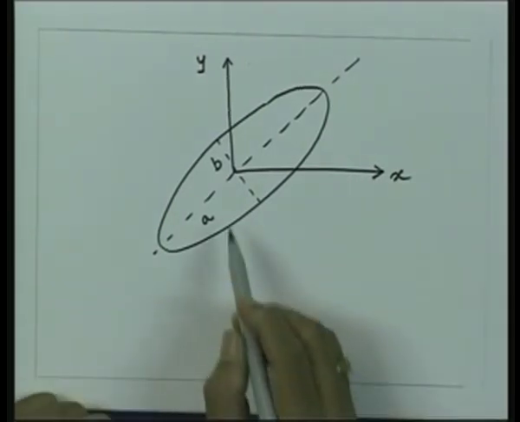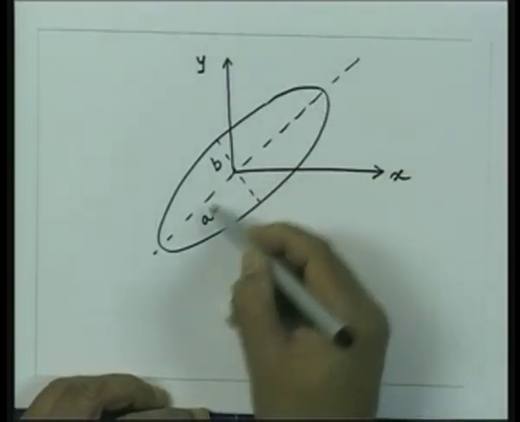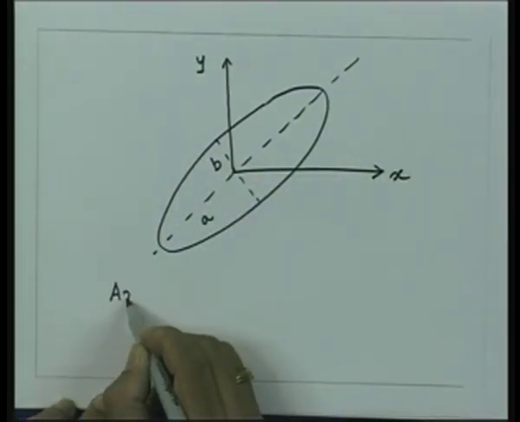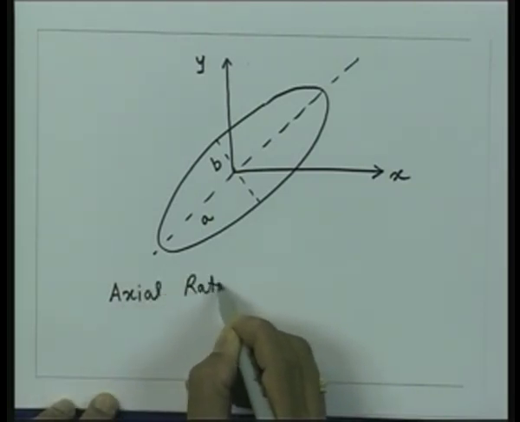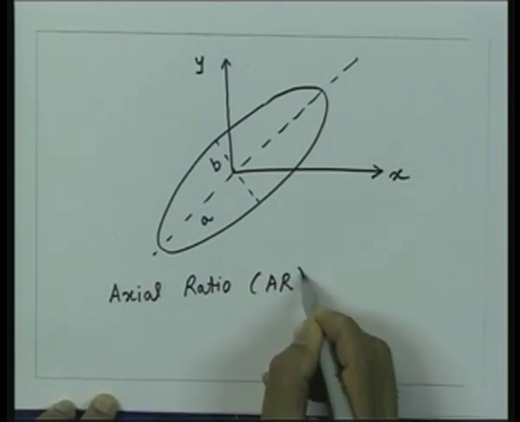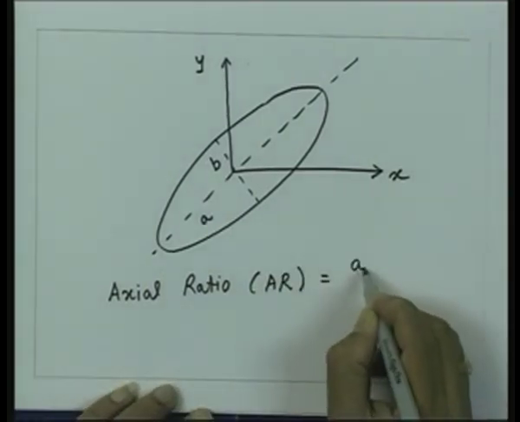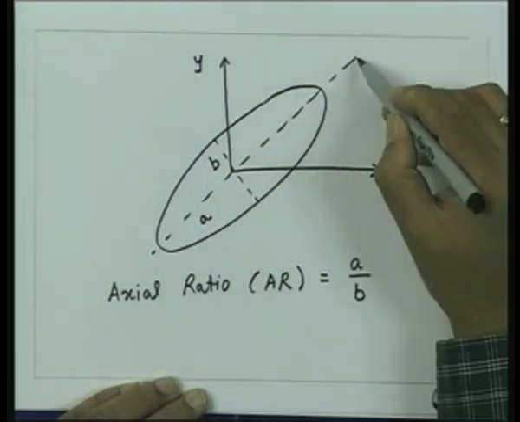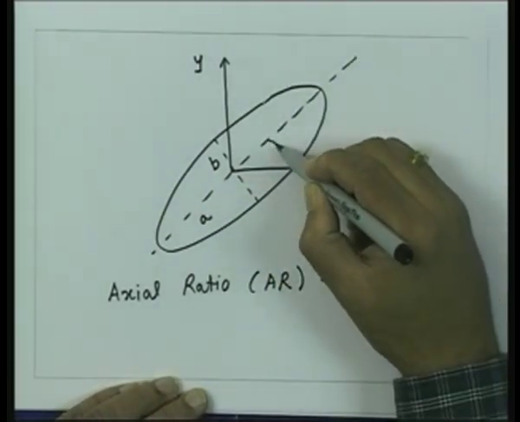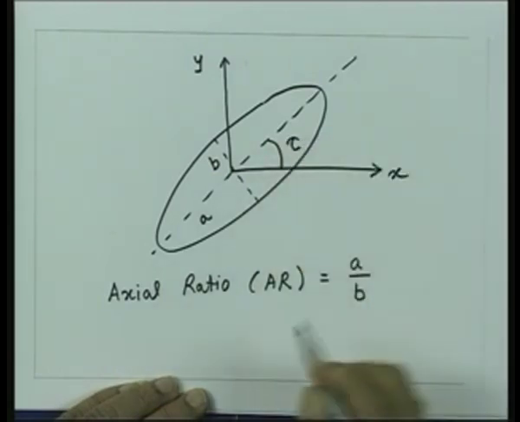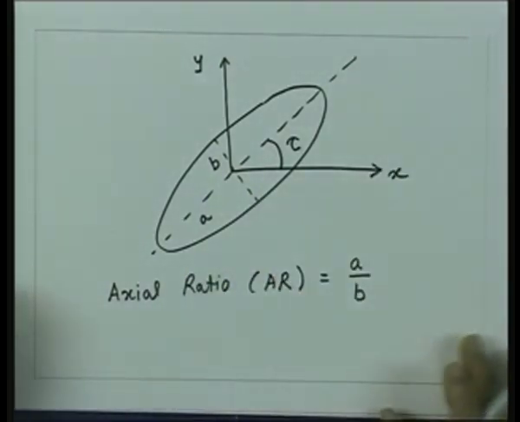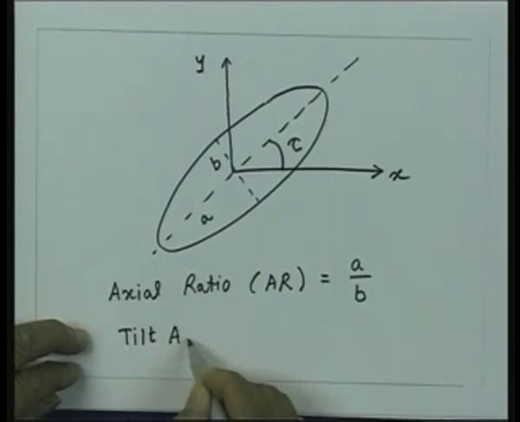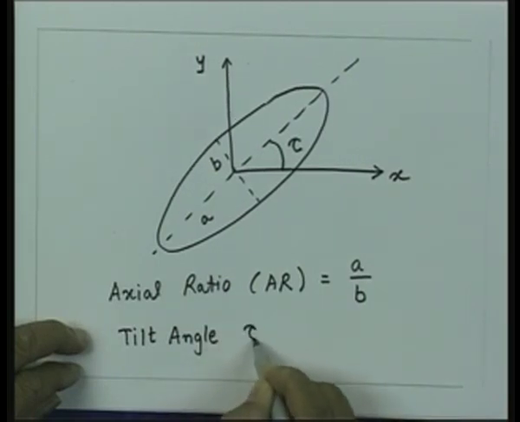So, we now define a quantity which is the ratio of the major and minor axis, which is called the axial ratio of the ellipse. Let us call it AR, that is A by B. The angle which the major axis makes with the x axis, let us say that angle is given by tau, and that angle is called the tilt angle of the axis. So, we have a parameter called tilt angle tau.